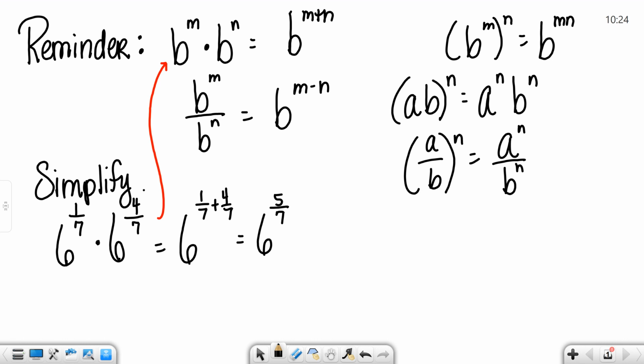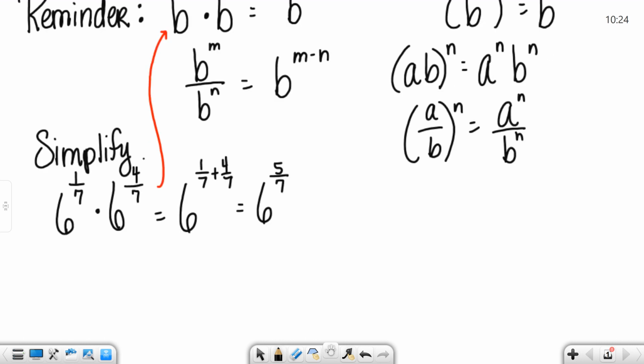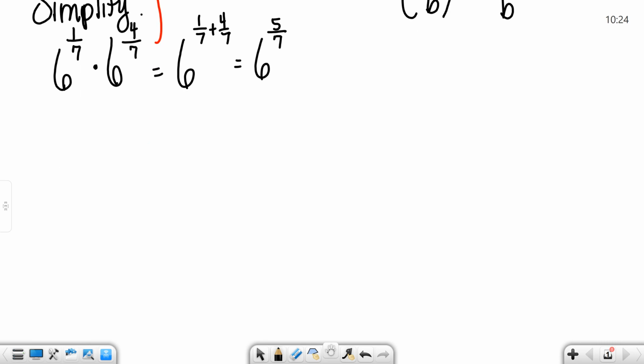Now in My Math Lab, you need to pay attention to the directions. If it wants you to write your answer as a rational exponent, then this would be correct. If it wants you to use a radical expression, then that's where we would write it using a radical. So pay attention to the directions. People tend to miss these just because they don't read the directions well.